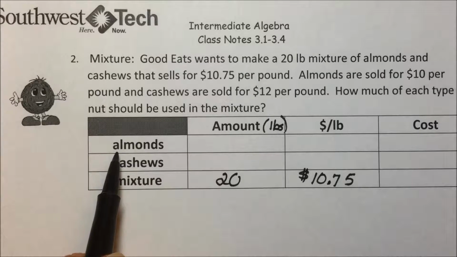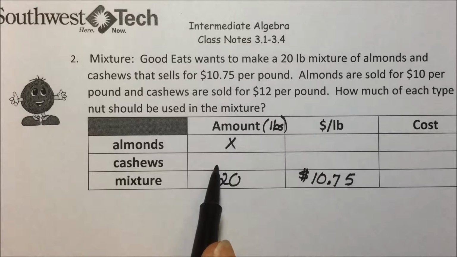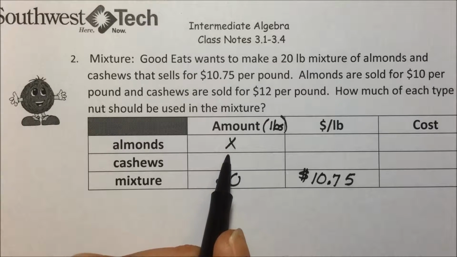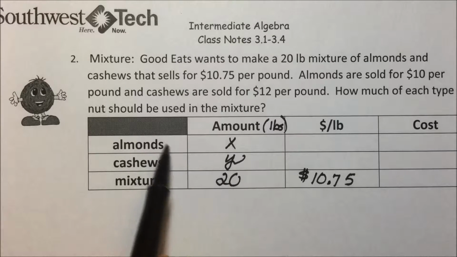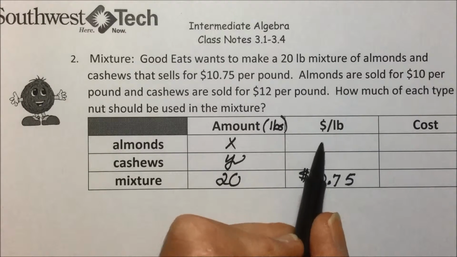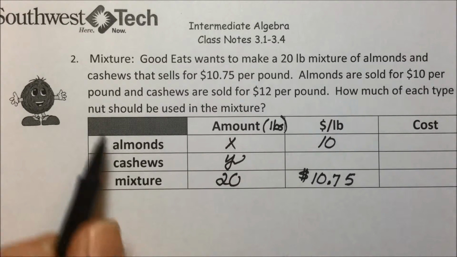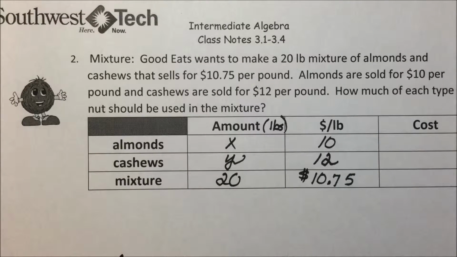They're not telling us how many almonds, so we can pick a variable to represent the amount of almonds, nor are they telling us the amount of cashews, just that an amount of almonds and cashews are added together to give us 20 pounds. The next sentence tells us that almonds are sold for $10 per pound, so we can put that value in, and that cashews are sold for $12 per pound.